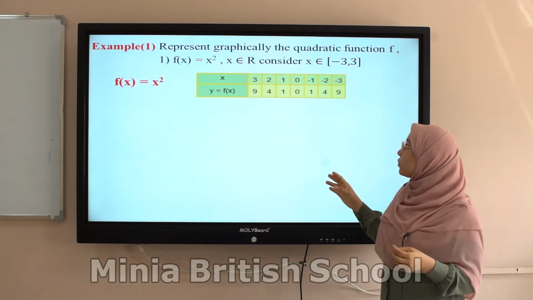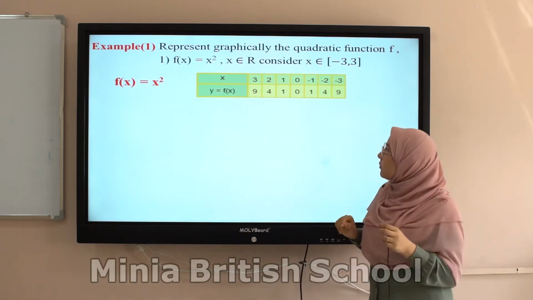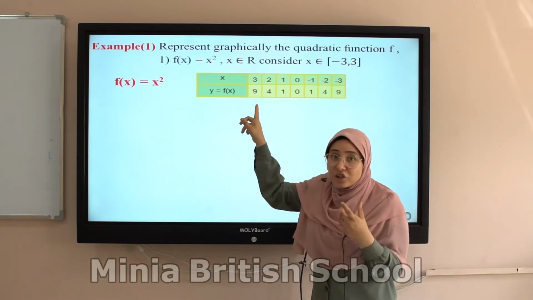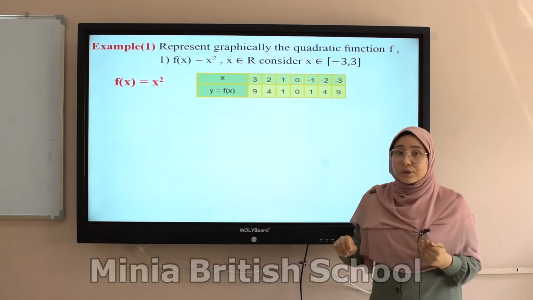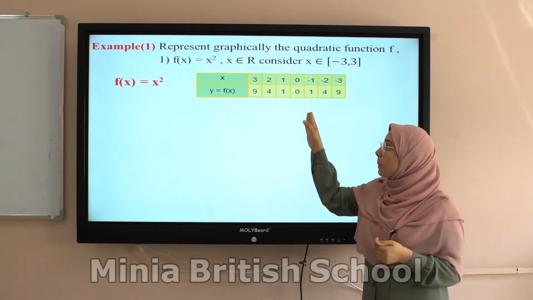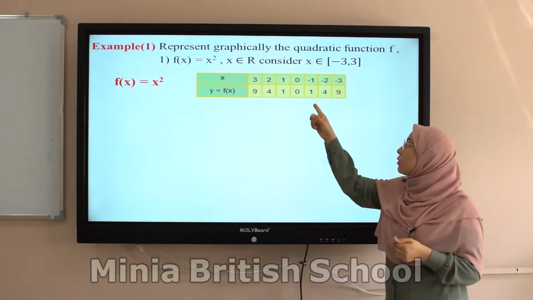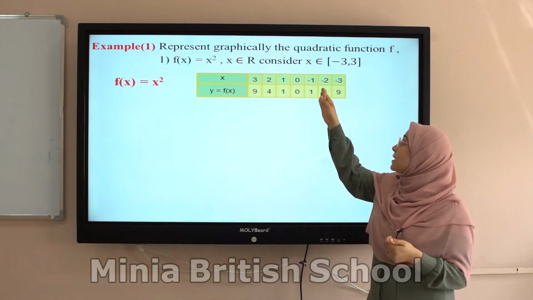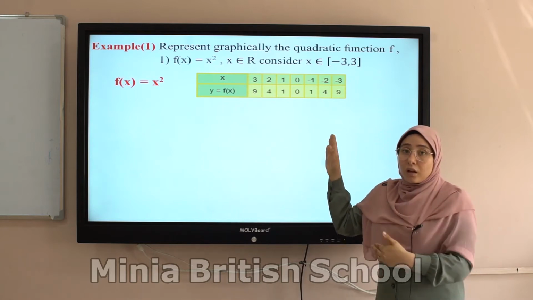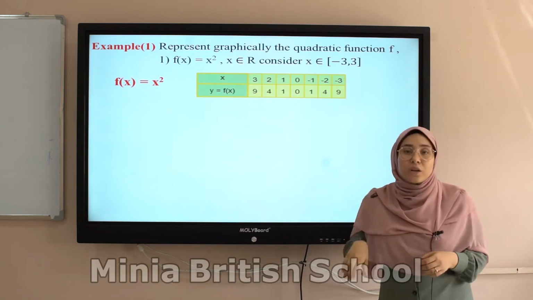Now, I will substitute each value of x in this rule. When x equals 3, f(x) equals 9, so y equals 9. When x equals 2, y equals 4. When x equals 1, y equals 1. When x equals 0, f(x) equals 0. When x equals -1, y equals 1. When x equals -2, f(x) equals 4. Also, when x equals -3, y equals 9.